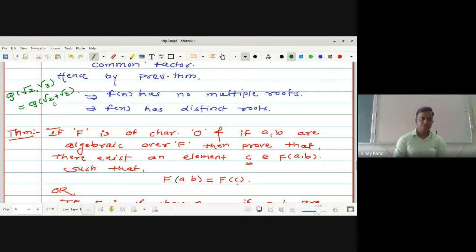There exists an element belonging to this extension of Q.